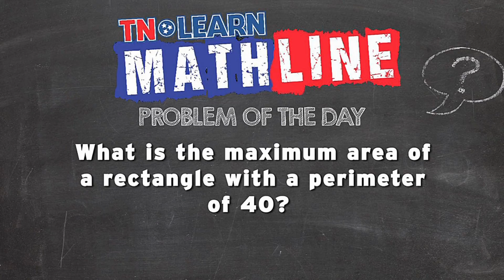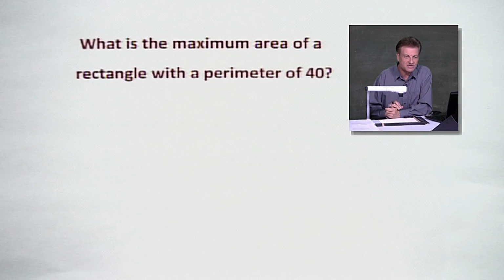What's the maximum area of a rectangle with a perimeter of 40? All right, that's kind of a crazy feel there. That's a very crazy sounding problem, all right? So what we're going to do, we're going to play with this a little bit, all right? So it says, what is the maximum area of a rectangle with a perimeter of 40? So let's take a look at this, all right?